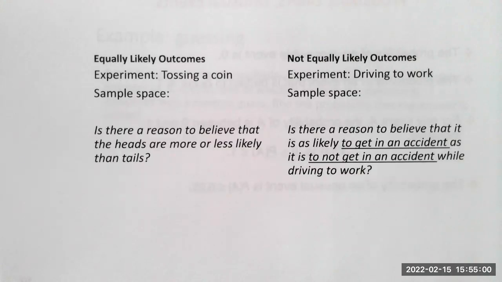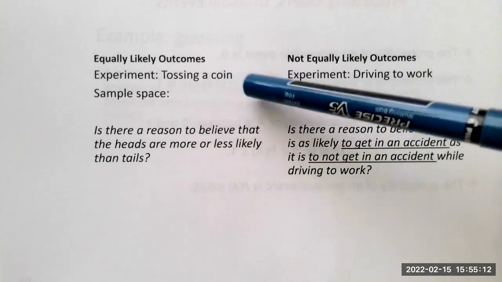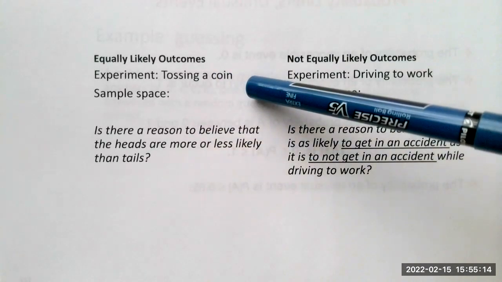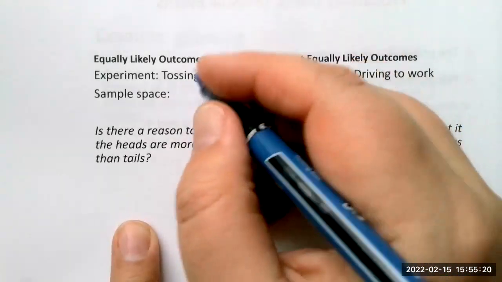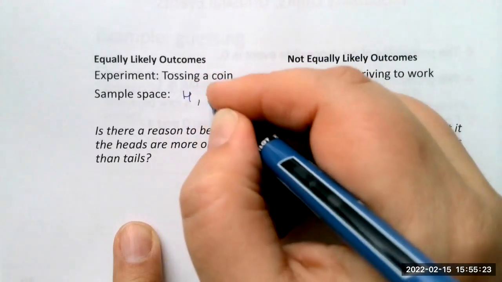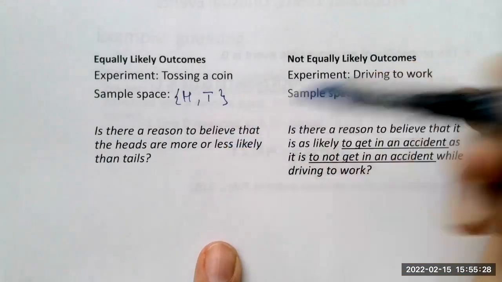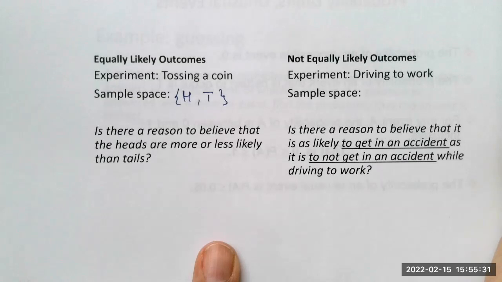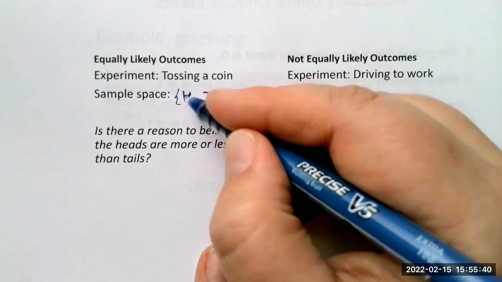The next concept related to the probability of events is equally likely outcomes and not equally likely outcomes. So for example, when we're tossing a coin, we have 2 equally likely outcomes. The sample space would be getting heads or tails. That's our sample space. Question: is there a reason to believe that heads are more likely or less likely than tails? The answer is normally no, unless we get an unfair coin.